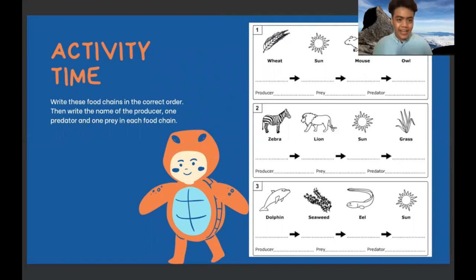It's activity time. So students, please take out your exercise book and jot down your answers in them. From the picture, we have 3 different food chains. I want you folks to write these food chains in the correct order, and then write the name of the producer, the predator, and prey in each food chain. Take a closer look.